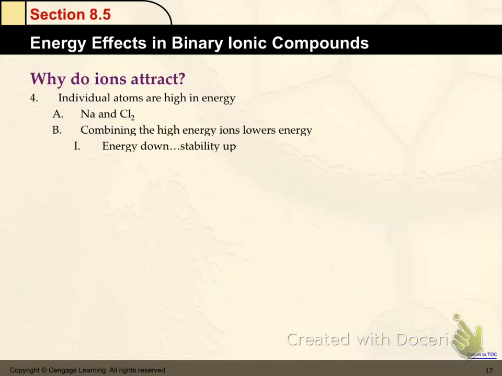When we combine high energy ions, like sodium ions and chlorine ions, what does that do? That lowers their energy. And here's a key concept in any chemistry class: energy down, stability up. Things that have a lot of energy aren't very stable. They run around at 1,000 miles per hour. They're not very stable.